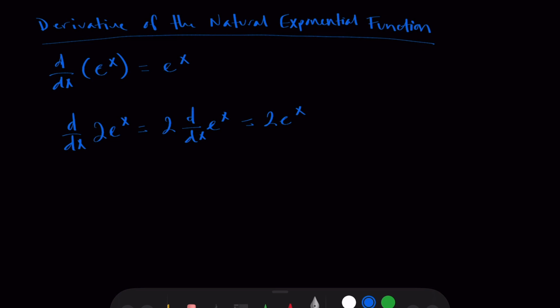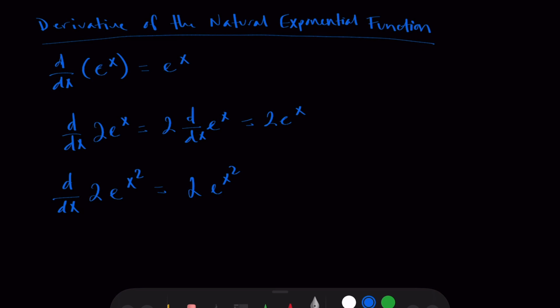But what happens if we have something other than x as the exponent? Let's say we had the task of taking the derivative of 2e to the power of x squared. Well, now what? Is that equal to 2e to the x squared as well? Well, it's not.